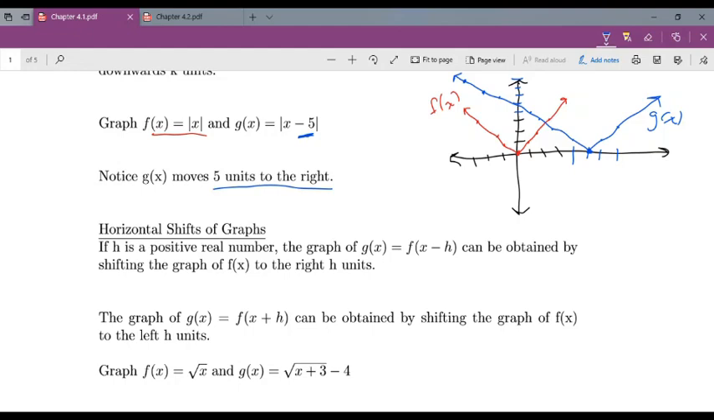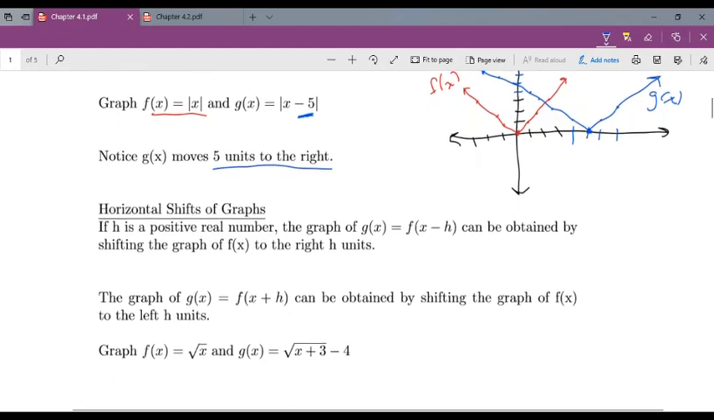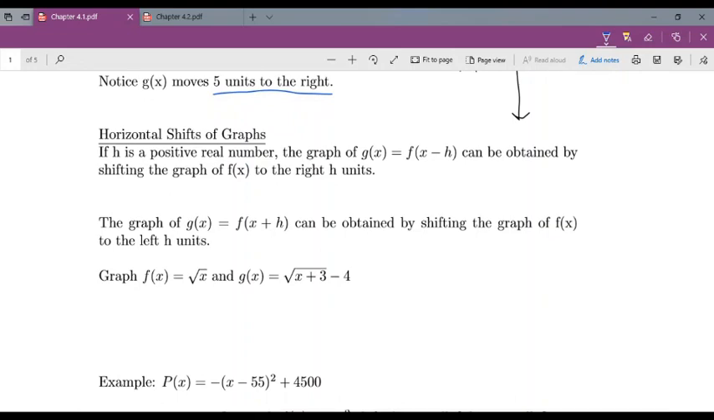So the way this works, like we said, outside moves up and down, inside moves left to right. If you have a negative on the inside, it moves it right. If you have a positive on the inside, it moves it left. So horizontal shifts of graph. If h is a positive real number, the graph of g of x equals f of x minus h can be obtained by shifting the graph of f of x to the right h units. The graph of g of x equals f of x plus h can be obtained by shifting the graph left h units. So notice if you have a positive it shifts left, a negative shifts right.